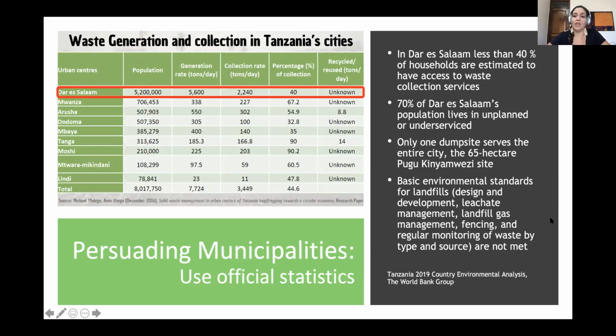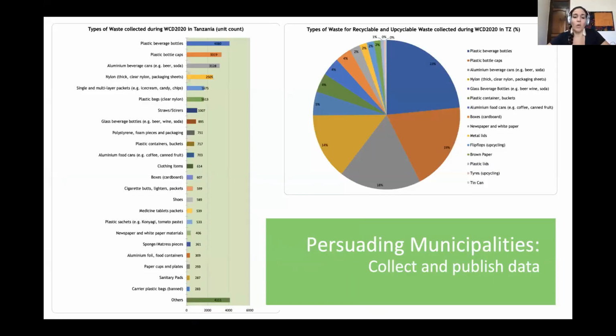So then we get numbers that say, for example, that less than 40% of the households have access to waste collection services, or that about 70% of people in Dar es Salaam live in unplanned or underserviced areas. So all of this helps you build your case, and it shows that you are actually working with government on building that case. We also do waste and brand audits.